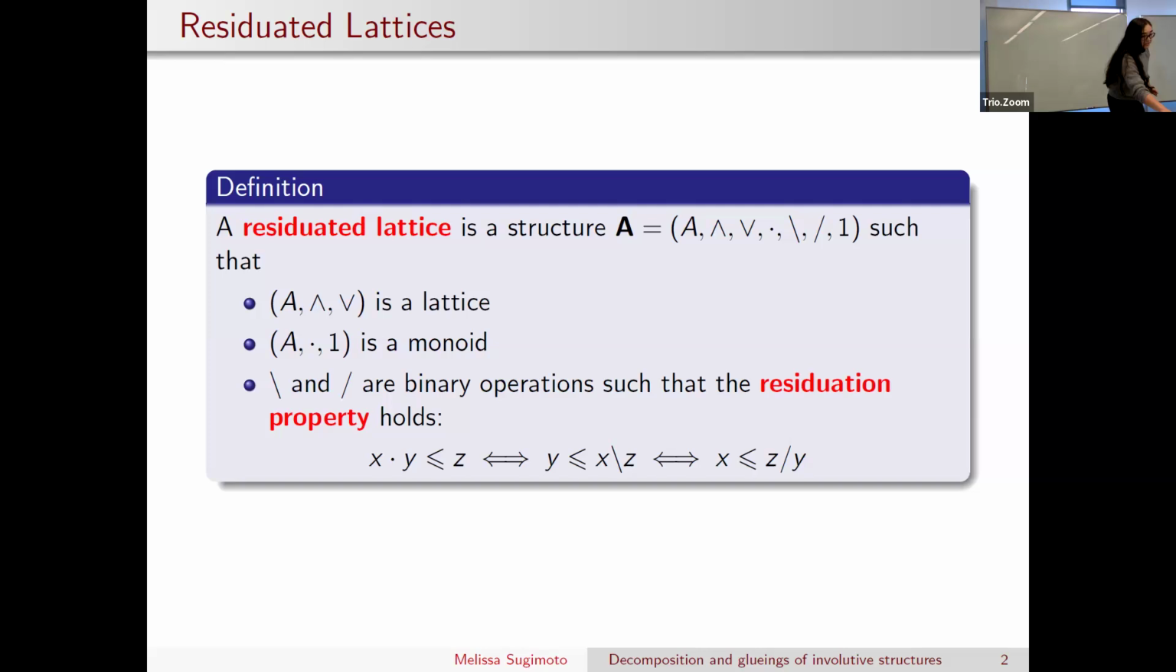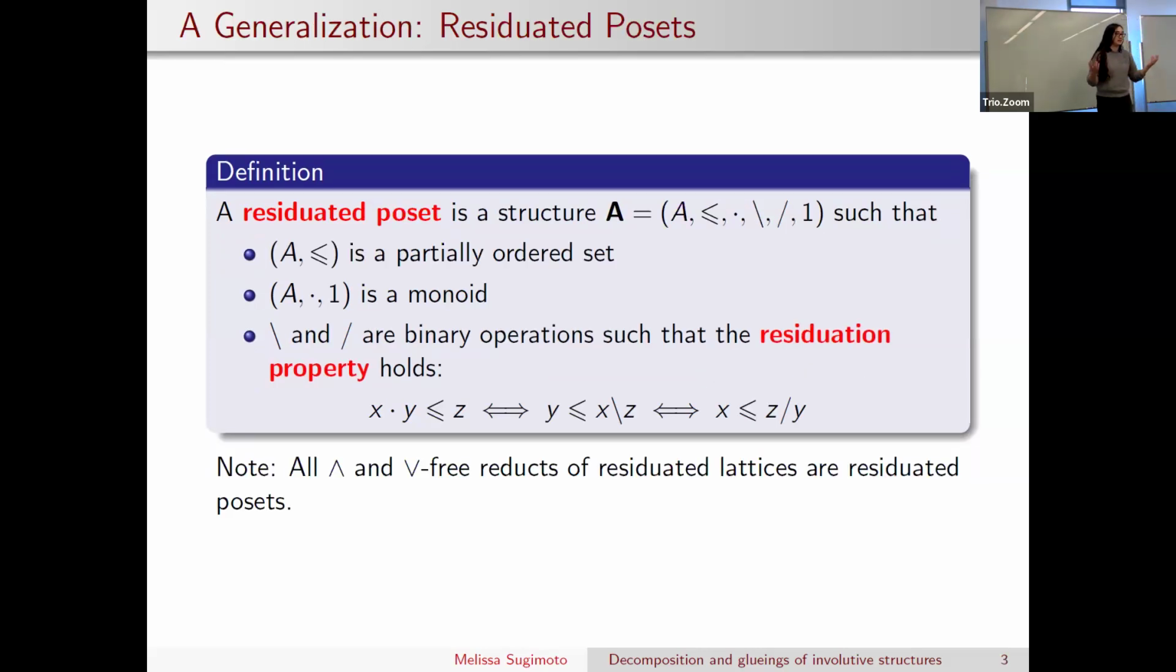And from there, we can begin to generalize, because this is one of the main things one likes to do, just go more general. And we could say that we have a residuated poset instead, drop the requirement that things be lattice-ordered and say they just need to be partially ordered, but keep everything else the same. So now we have a partially ordered set, a monoid, and those left and right residuals that still satisfy the same property. And we can note that all meet and join free reducts of residuated lattices are going to be residuated posets, but there are also plenty of residuated posets that do not come from lattices.